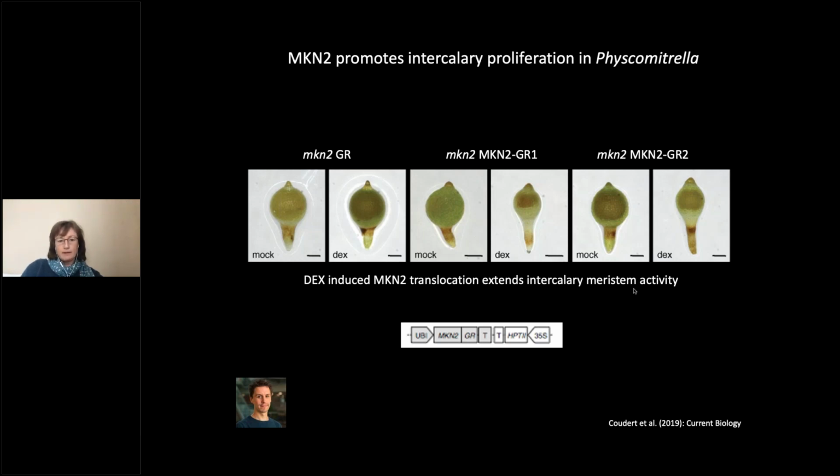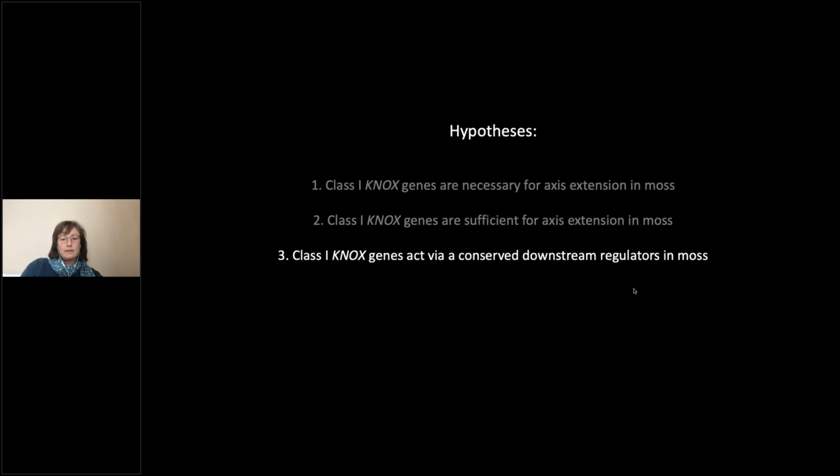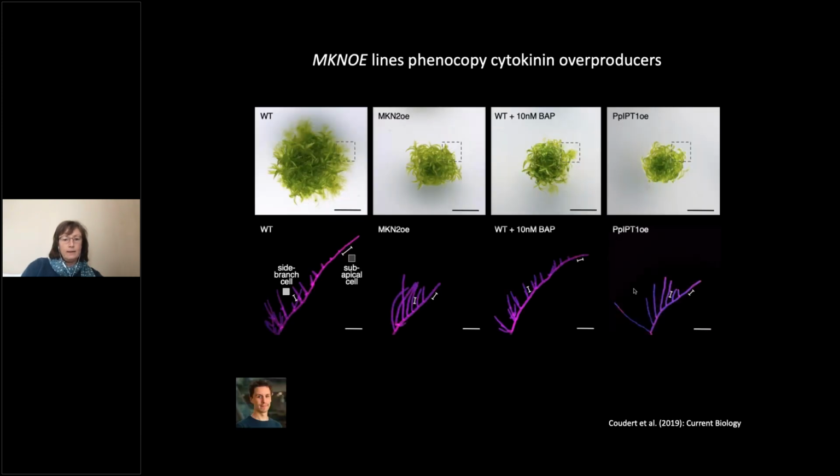Next slide, please, Geraint. The next hypothesis we wanted to test was whether KNOX genes act via a conserved downstream pathway. And to address this question, we moved to the haploid gametophyte stage of the life cycle. So these are the gametophytes of our model moss, Physcomitrium, and the gametophytes make gametes, and fertilization leads to sporophyte development. So to look at sporophyte development, you have to grow the plants through the gametophyte life cycle stage.